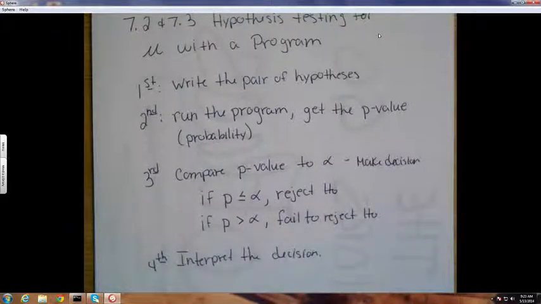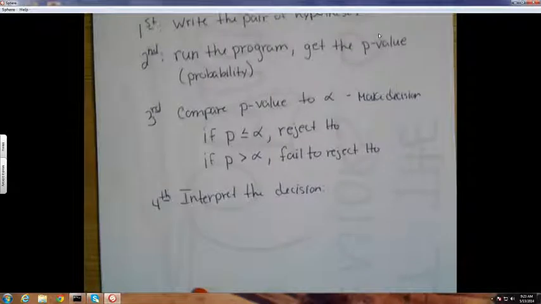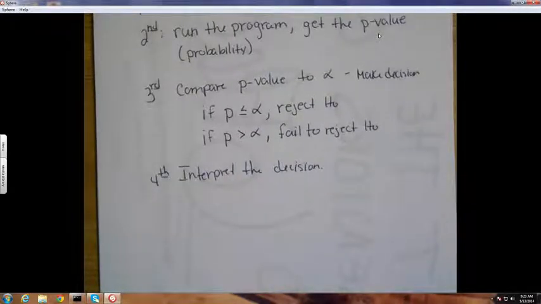Do we know why we say we fail to reject versus accept? Nope. Oh, we don't know why? Nope. Not that I can explain anyway. Okay. Let's try one of each.